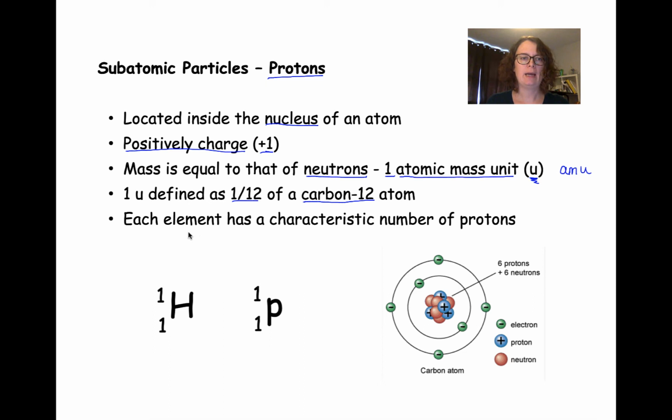The important thing about protons is that each element has a characteristic number of protons. So, for example, a carbon atom has 6 protons, always. If we change that to 7 protons, now all of a sudden we're going to have a different type of element, which would be nitrogen. So protons are really important in defining the type of element that we have. And there are a couple of ways that we can designate or write a symbol for a proton. So we can have a P, or we can have an H. Both of these signify protons.